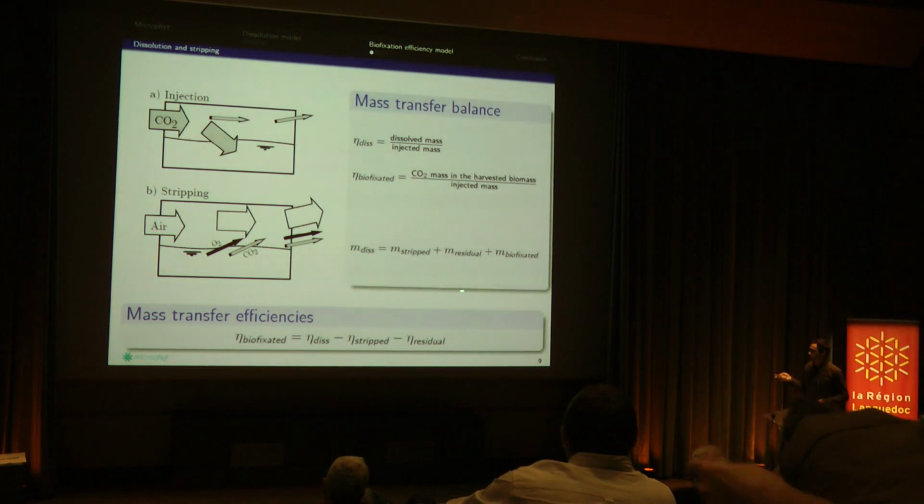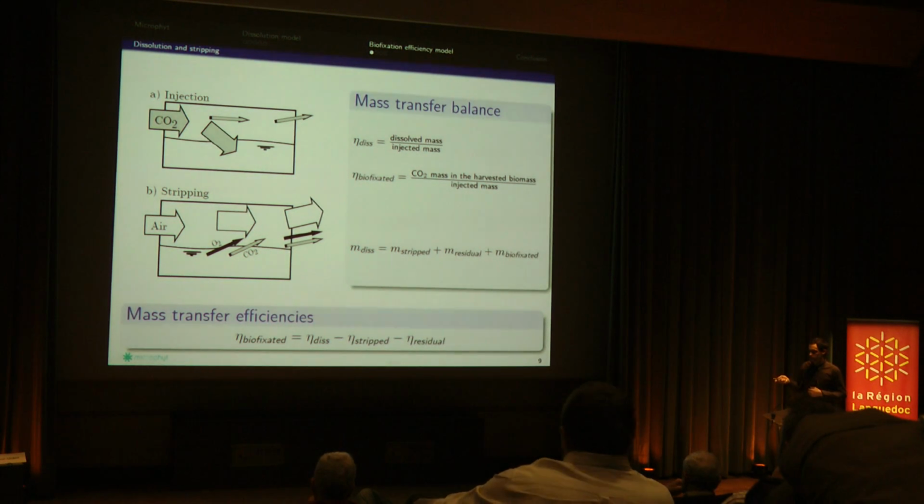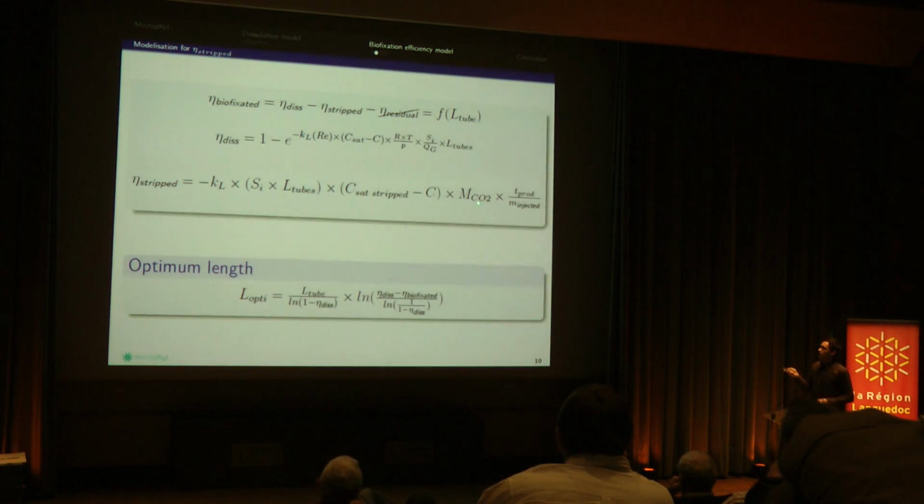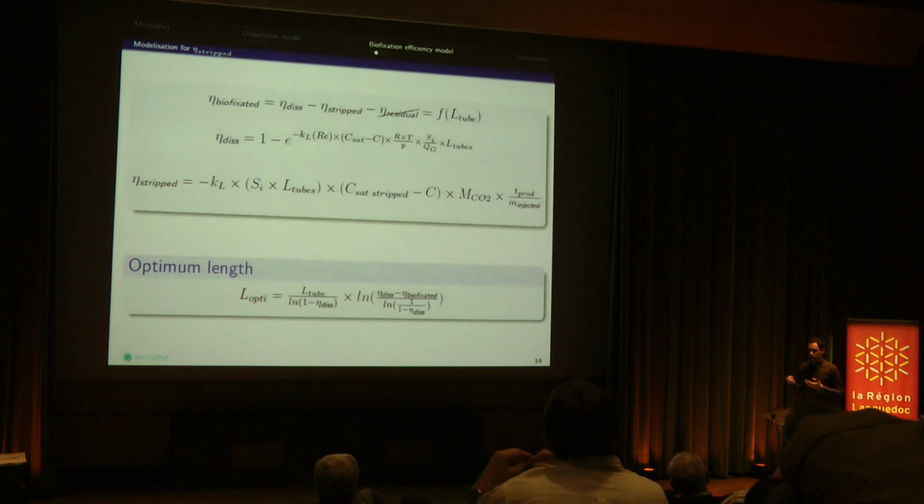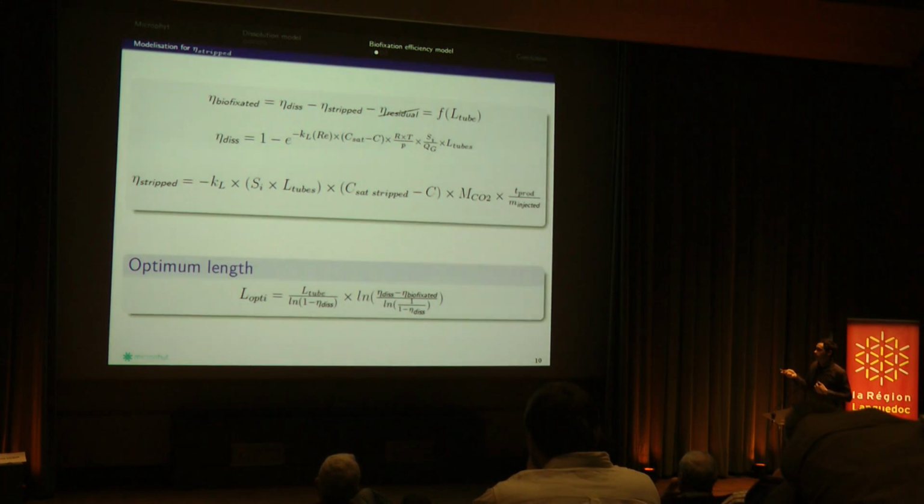So if you apply a mass balance on this phase and divide it by the injected mass, we have a relationship here for the efficiencies within the photobioreactor. We have neglected the residual efficiency that takes into account the mass in the liquid at the end of the test. It's approximately 10 grams, and the mass biofixed is 36 kilograms, so it's justified.